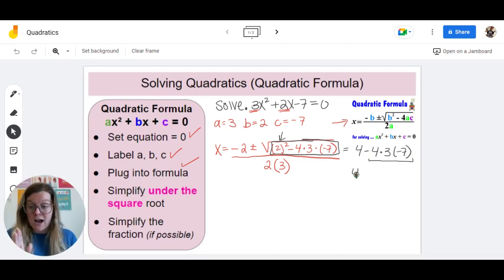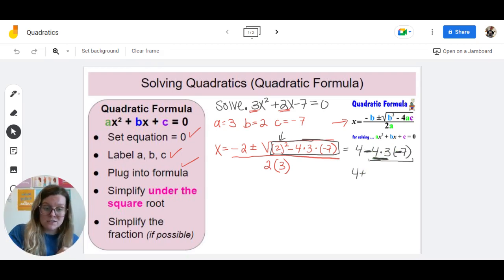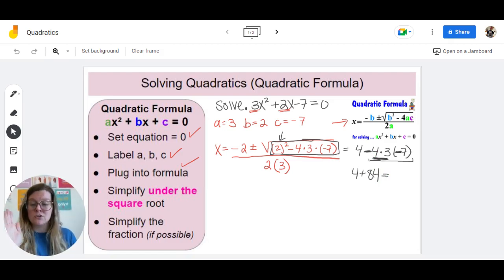I like to look at how many negatives I have. So I have a negative times a negative, which means 2 negatives when I multiply make a positive. So I'm going to put a plus there before I forget. Now I'm going to do 4 times 3, which is 12, and then 12 times 7 gives me 84. So I'm going to put an 84 here. I've already taken care of my negatives, so now I'm just going to add these. 84 plus another 4 gives me 88.